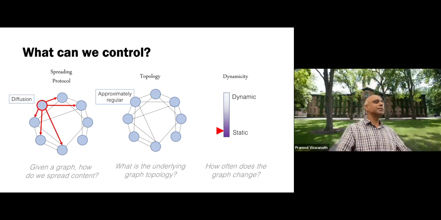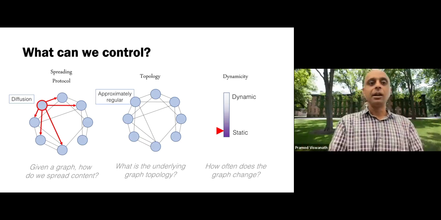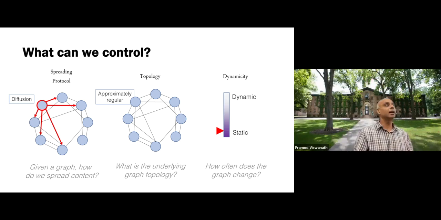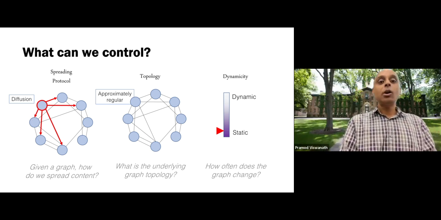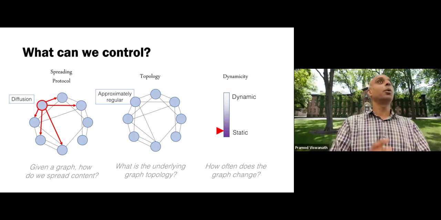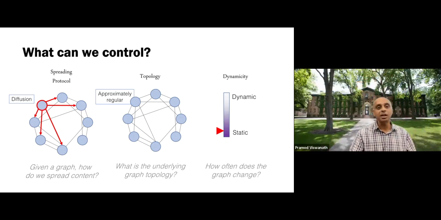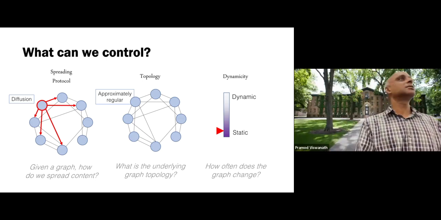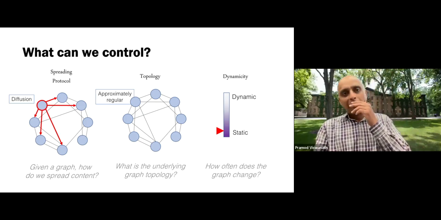So what's the design landscape? Well, we control the spreading protocol. You can do diffusion, trickle, flooding, random, things like that. You can control the topology of the network. I said you can do d-regular, but you can change it, you can do it differently. You can also change the graph over time, so that's dynamicity. Right now, the spreading protocol is diffusion, and the topology is approximately regular and mostly static. It's not changing very often. That's what leads to de-anonymization.